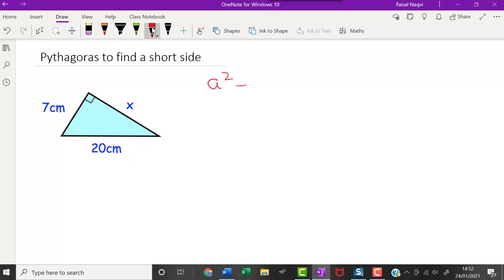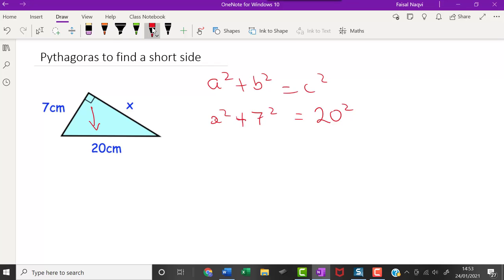Pythagoras is a squared plus b squared equals c squared. The first thing I do is find which side is my c. The c is the side opposite the right angle. So underneath the c squared, I'm going to write 20 squared. And then I'm going to write x squared plus 7 squared as the other sides. It doesn't matter which order the x and the 7 are in.